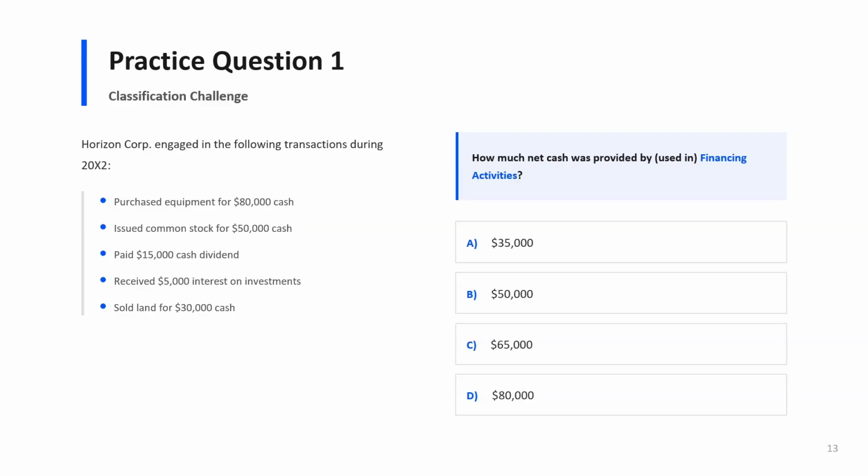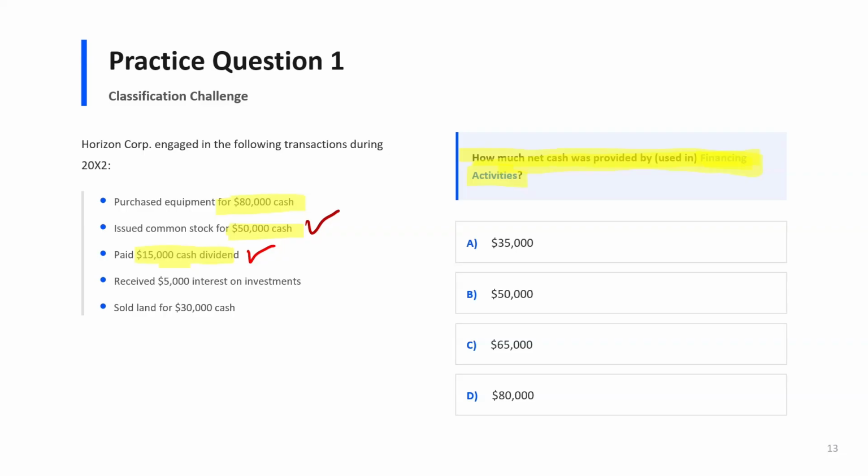Okay, now let's do a couple of practice questions. We have a corporation and they engaged in the following transactions. Here is the information, and they're asking us how much net cash was provided or used by financing activities. The company purchased equipment for $80,000 cash. That is related to investing activity, not financing. They issued common stock for $50,000 cash. This one is financing activities. They paid $15,000 cash dividends, related to financing activities.